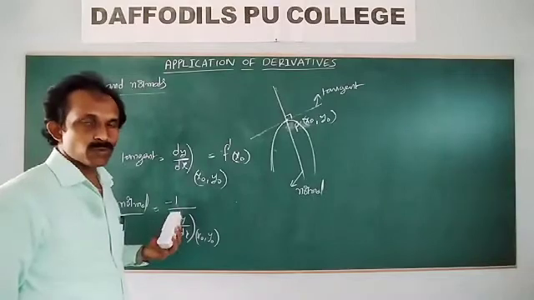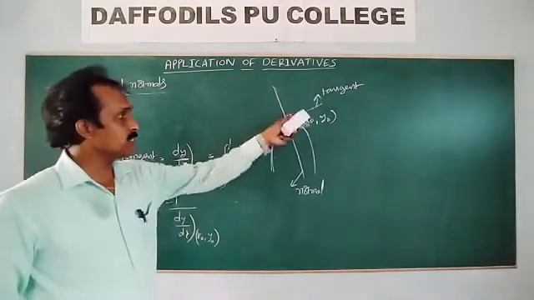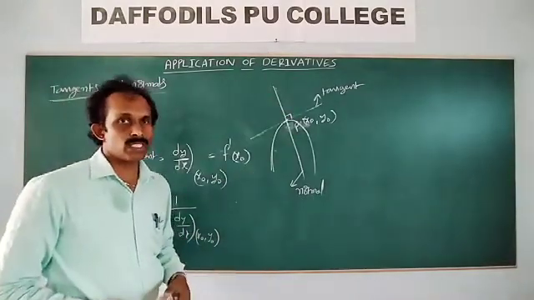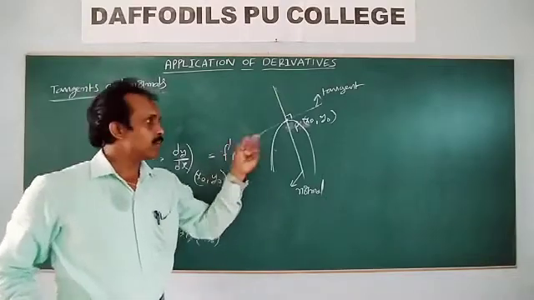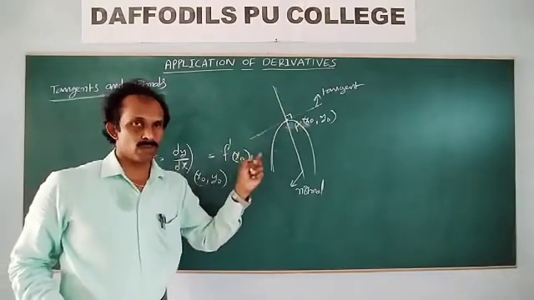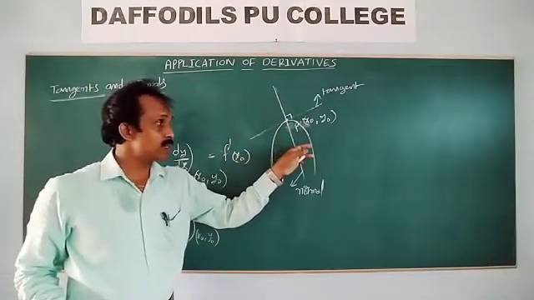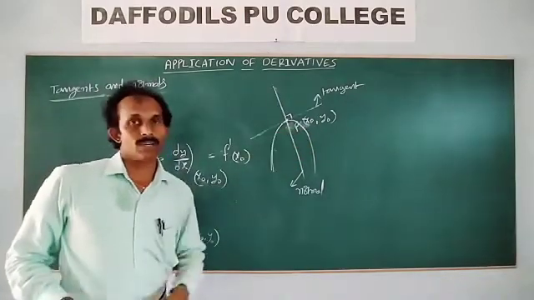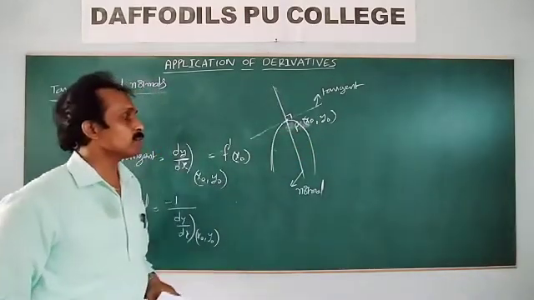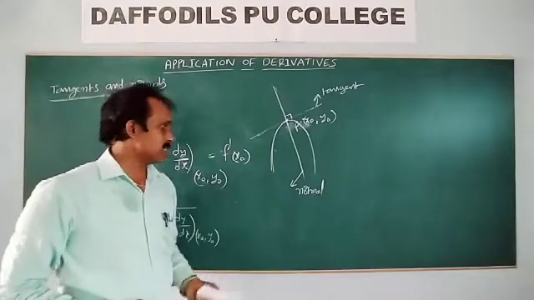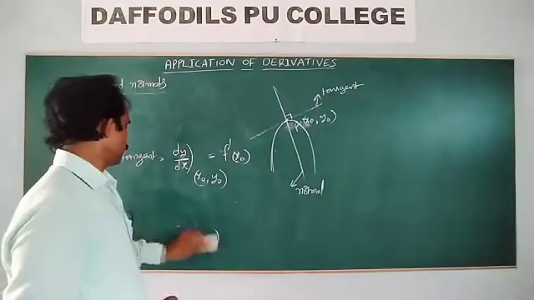The normal slope is minus 1 by the tangent slope, which means the normal and tangent are perpendicular to each other. When two lines are perpendicular, one line's slope is equal to minus 1 by the first line's slope. That is, m1 into m2 is equal to minus 1. That is the concept.